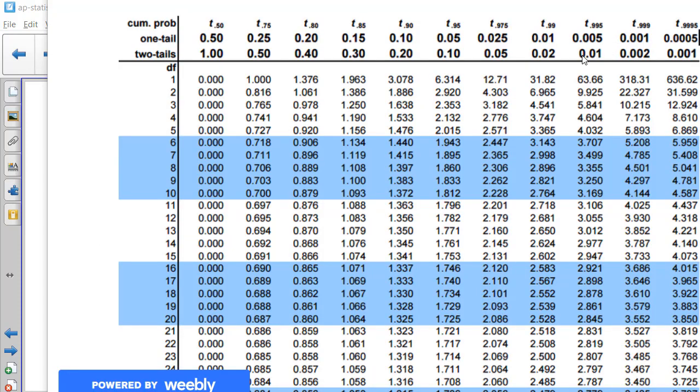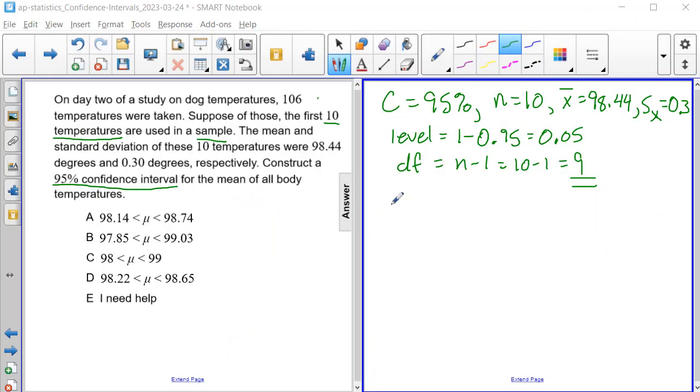So now if we look at our T-star table, again, we're looking at 0.05 for two-tailed, so that's here, and we're going down to 9. So our T-value is going to be 2.262. So let's write that down. T-star for our critical value is 2.262.